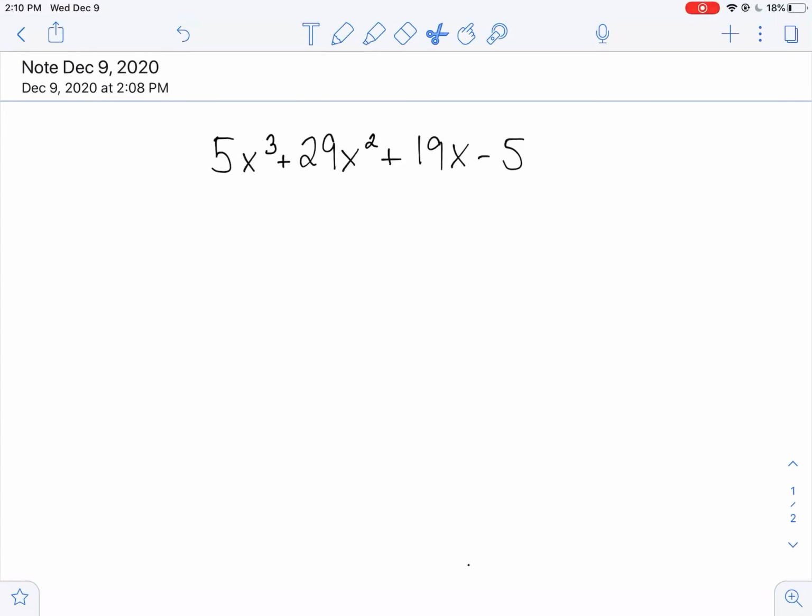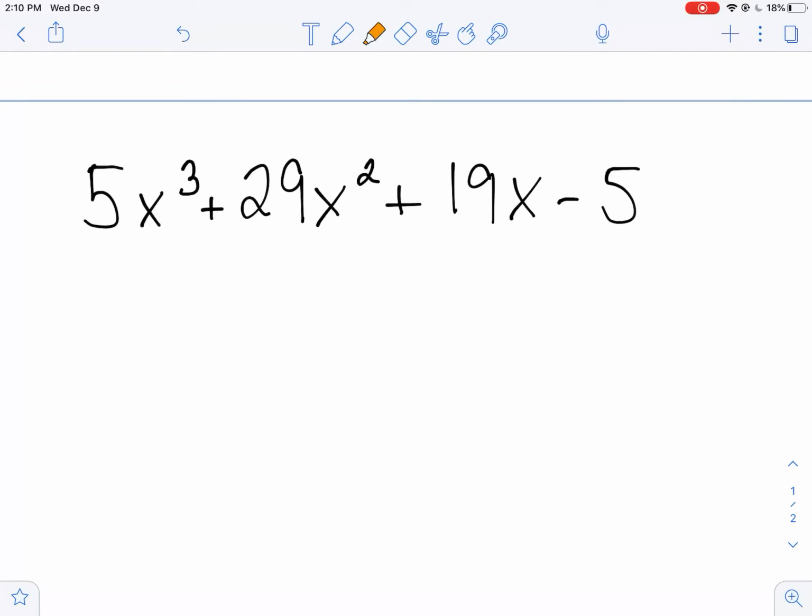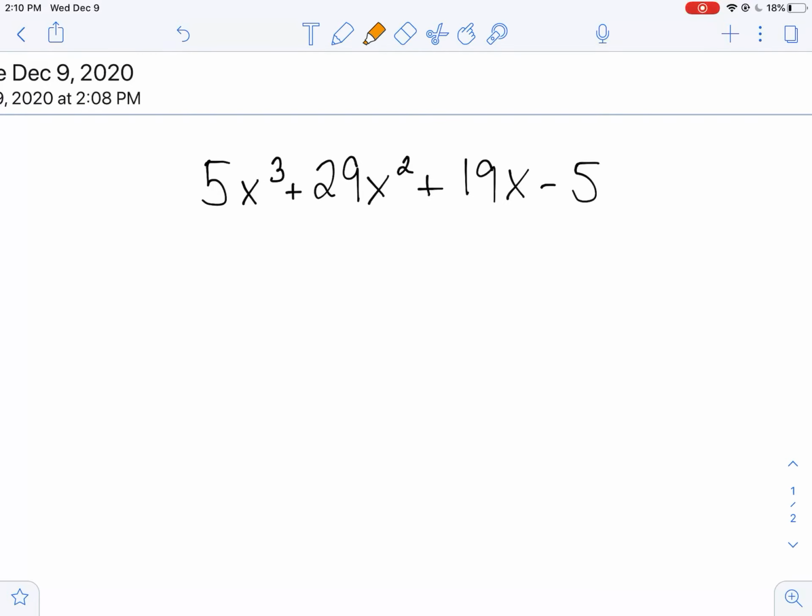Okay, we're going to go through using the rational root theorem and synthetic division to factor polynomials. So we're going to start out with this polynomial here. Using the rational root theorem, what that tells me is I want to take all the factors of my constant term, which we call p.